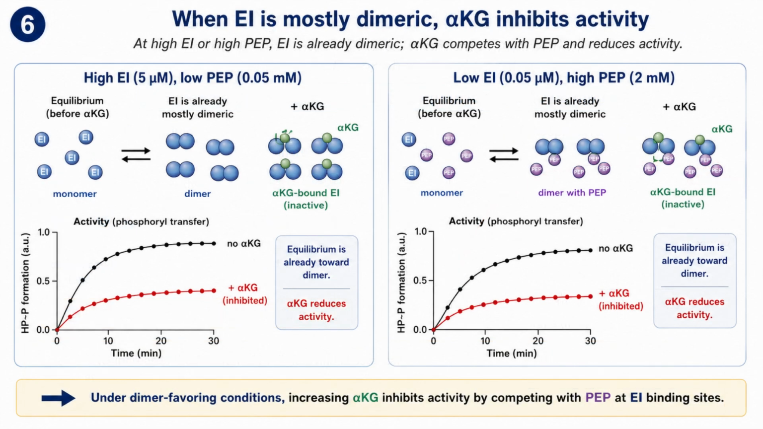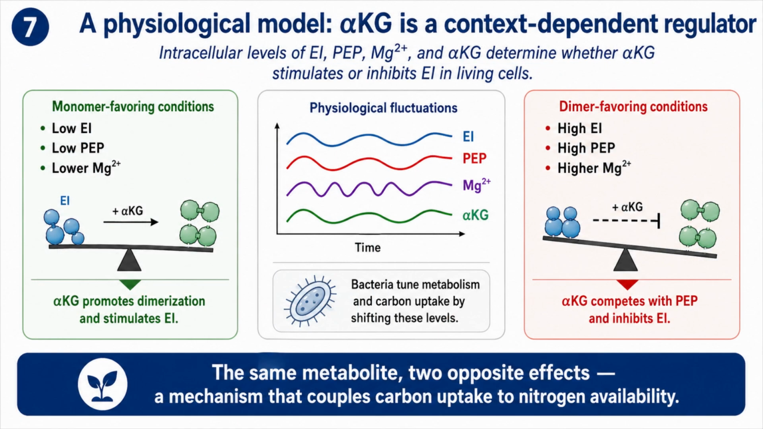But under conditions that already favor the E1 dimer, the same metabolite has the opposite effect. When E1 concentration is high, or when PEP is high enough to stabilize the dimer, alpha-ketoglutarate primarily competes with PEP at the E1 binding site and inhibits activity. This creates a context-dependent regulatory switch.